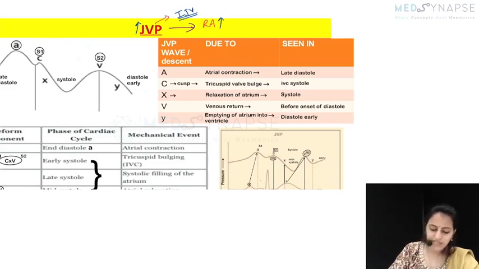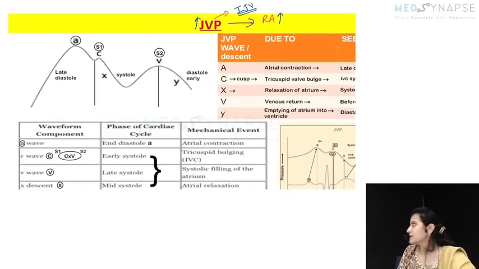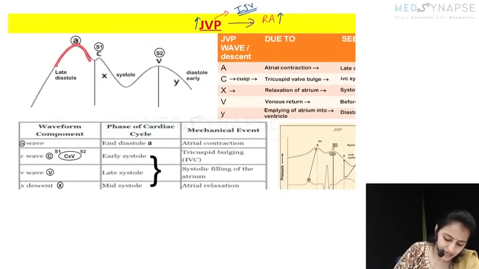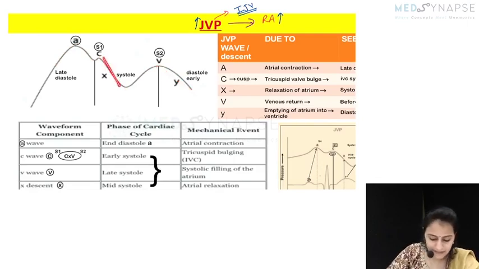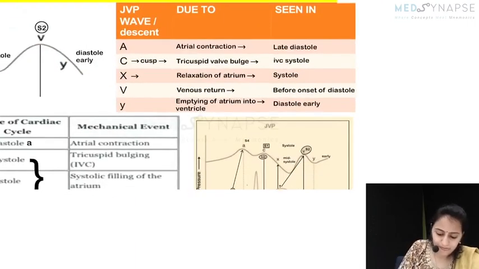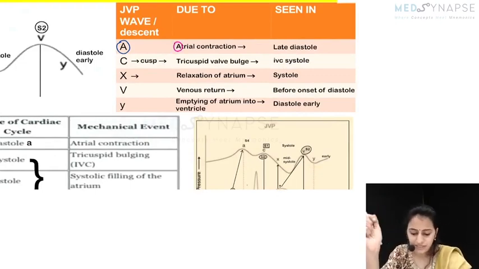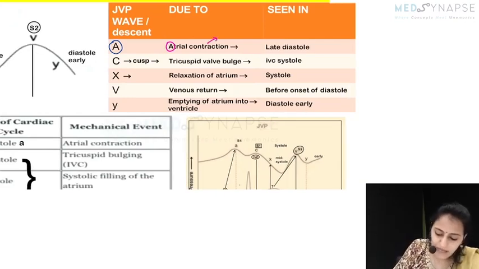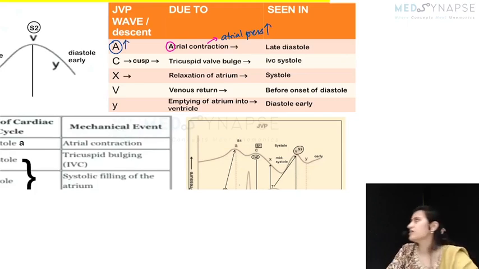So normal JVP, what waves do you see and what descents do you see? A, C, V is positive, X and Y is the descent, the negative. Now, what is the A wave due to? Atrial contraction. A for A. A wave is due to atrial contraction. When the atrium contracts, what will happen to the atrial pressure? Atrial pressure will increase. So A wave is a positive wave.